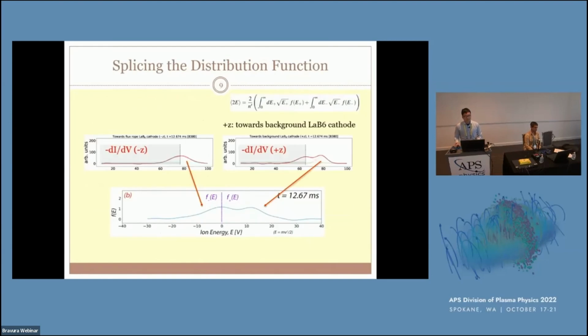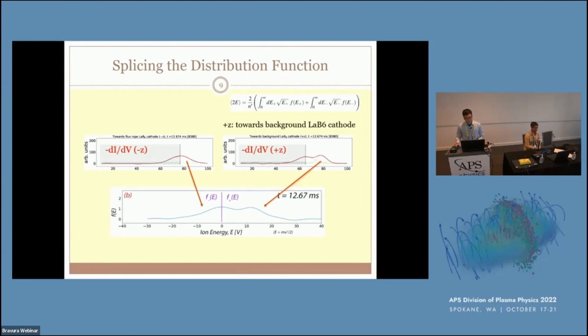Okay, so in practice, this is how the distribution function is joined. You have two measurements right here. This is the IDV, the derivative of the IV curve. You have two different sides, the RFEA facing two different sides, and then we split them at the plasma potential. So we estimate that to be at the peak of the IDV curve.